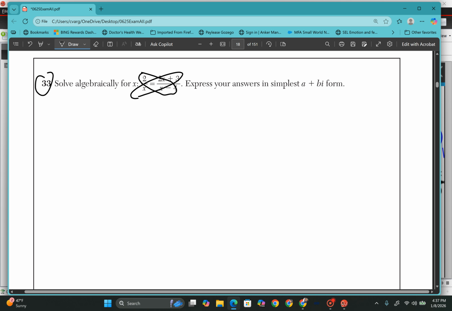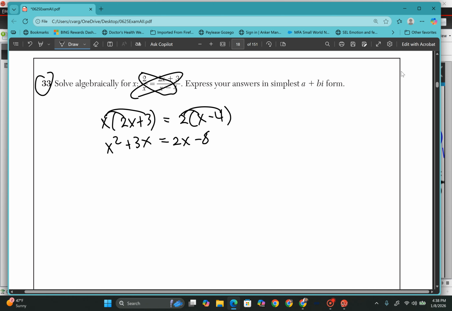Okay, so we have x times 2x plus 3 is equal to 2 times x minus 4. We just cross multiplied. So this is going to give us x squared plus 3x is equal to 2x minus 8. Okay, so now it's just like before, you're going to get everything equal to 0. So minus 2x, add 8, add 8. So this cancels. So you have x squared plus x plus 8 equals 0.